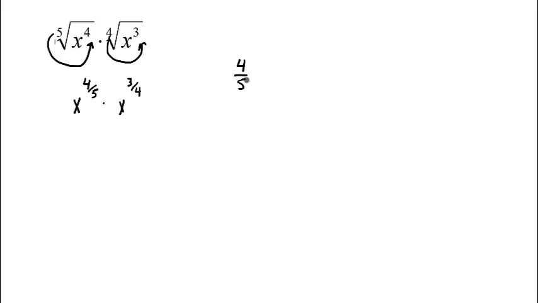It's going to be 4 over 5 plus 3 over 4. Now we have to think of a common multiple of 5 and 4, because we can't add these together as is because they have different denominators. So the common multiple between 5 and 4 is going to be 20. So I'm going to put that down there. And then 5 times what gives us 20? And that will be 4.